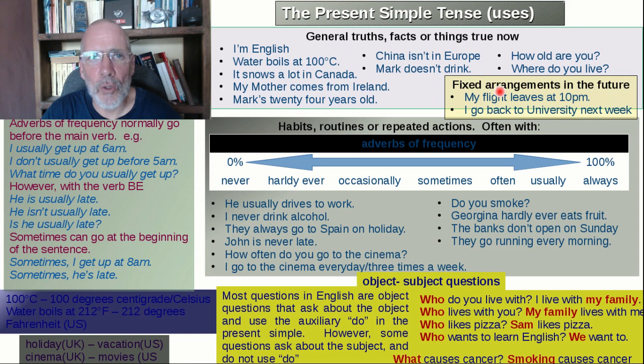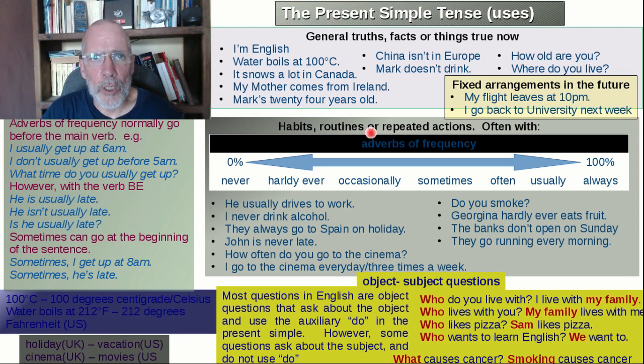When I say fixed arrangements, what I mean is things that are scheduled on a timetable. For example, flights. My flight leaves at 10 p.m. It's a scheduled flight. It's programmed. Or I go back to university next week. In both of these examples, 10 p.m. and next week are in the future, but I'm not using a future tense. I'm using the present simple tense because these are scheduled, programmed, fixed arrangements.